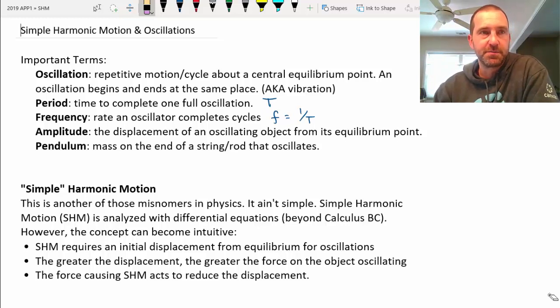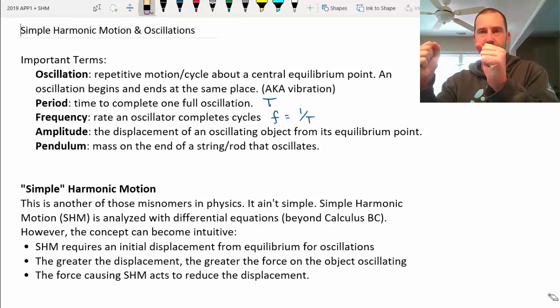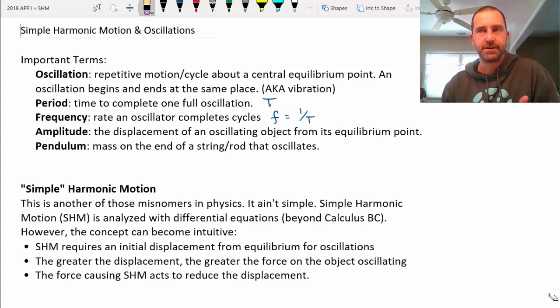Second, the greater that displacement, the greater the force on the object trying to create the oscillations. So if it's a spring, if you stretch it farther away from its equilibrium point, the spring force is going to be greater trying to pull it back in. So there's that idea that it doesn't want to be away from equilibrium, it wants to be in that middle point. And third, the last one, is the idea that the force that's causing the oscillation is always going to be trying to reduce the displacement. It's always acting opposite of the displacement. It's never going to try to increase the displacement.